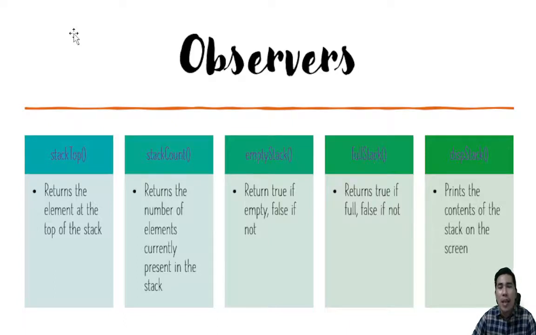Empty stack or is empty returns true if the stack is empty, meaning the top is equal to -1. For full stack or is full, it's going to return true if the top is equal to the size, or the capacity, of your array. Basically, it returns either true or false, false otherwise if it's not full. And then display stack is an observer that is going to traverse all the elements of the stack and show the current elements of that stack.